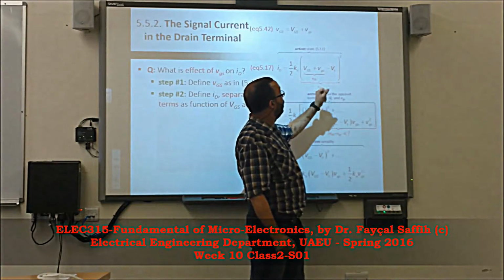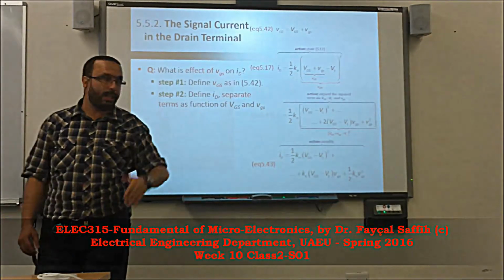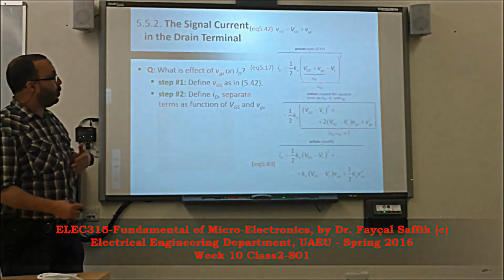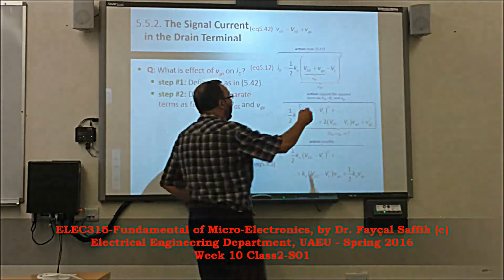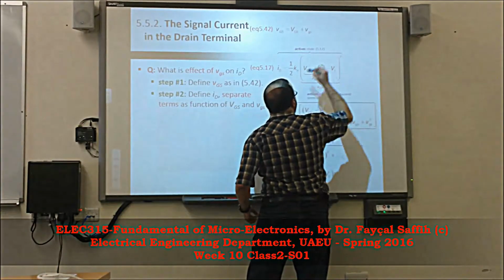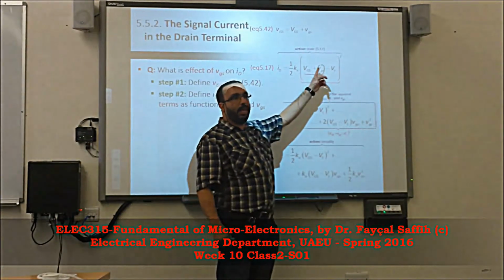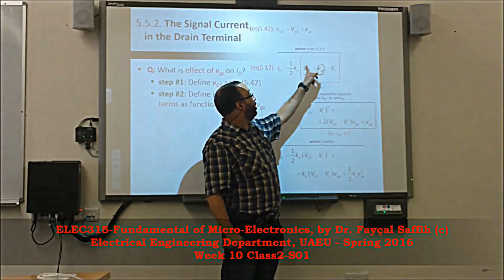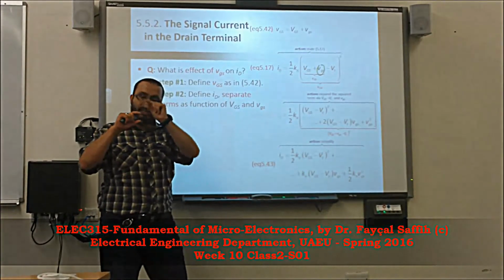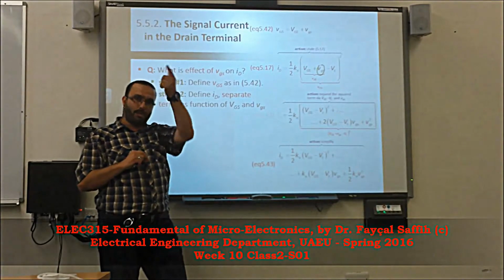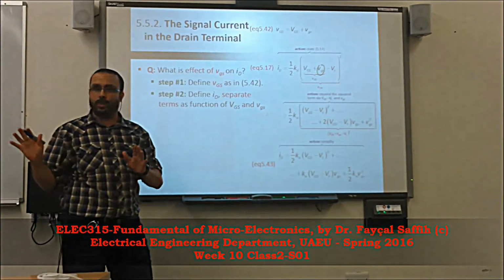Here we are neglecting lambda, so lambda is 0. Why? Because we want to see the effect of this small signal, the AC VGS. This is the DC VGS, and this is the AC VGS, because we have a battery and we have an AC there. So that AC belongs to VGS. Okay, any question? So far so good.